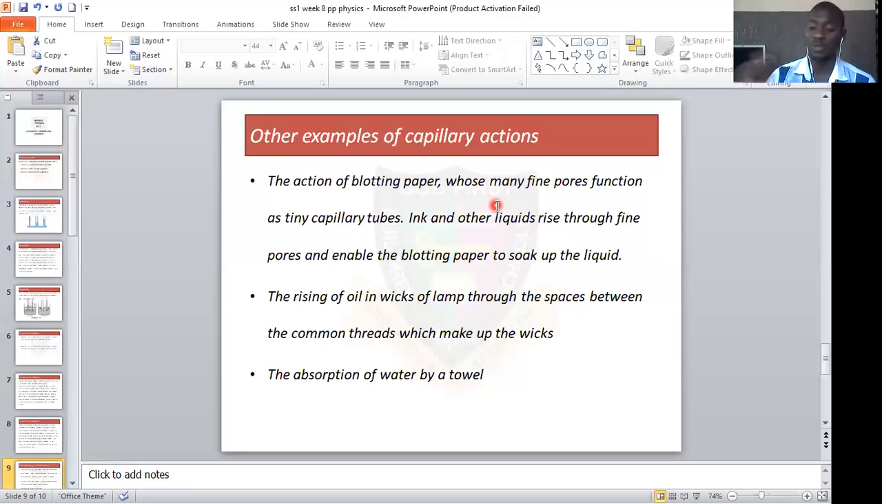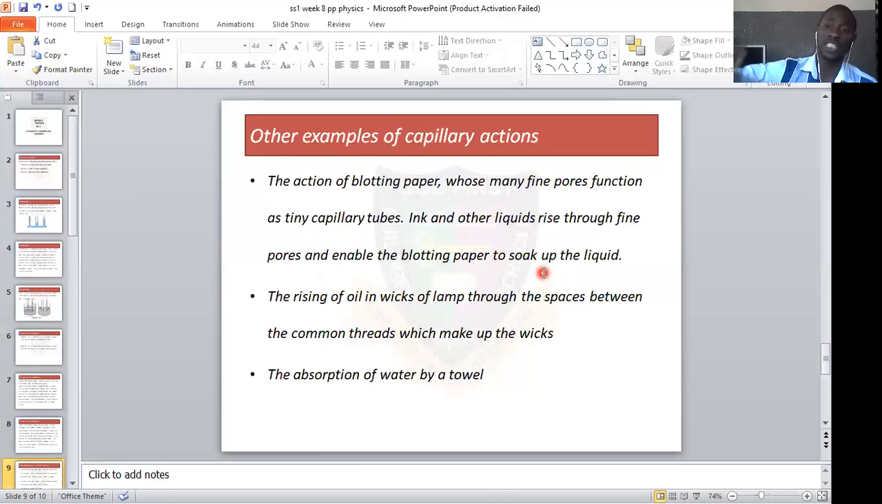The little holes in the blotting paper function as tiny capillary tubes. Ink and other liquids rise through fine pores and enable the blotting paper to soak up the liquid. The pores in your blotting paper give an opening for the liquid to rise, and it tends to soak up the liquid. You can say this is the effect of capillary action.